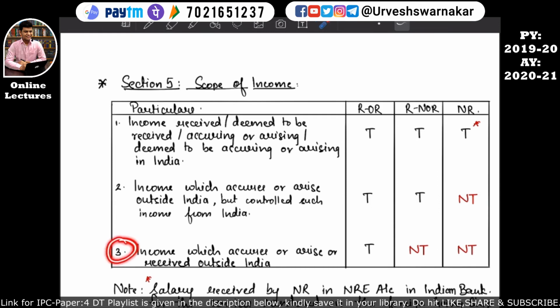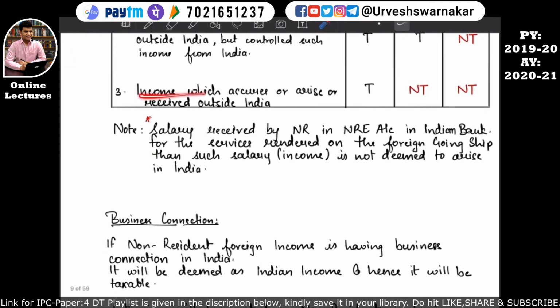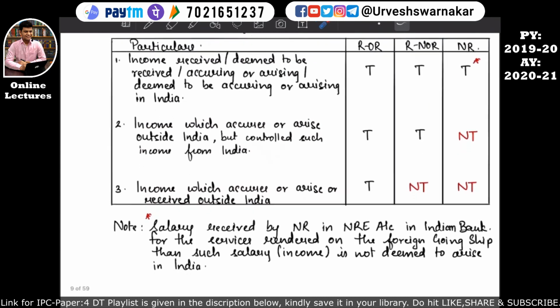Then let's move on to point number 3. Point number 3 says that income which accrues or arises or is received outside India will be taxable to only resident ordinary resident, but it will not be taxable to resident non-ordinary resident, and it will not be taxable to non-resident. I hope this is quite clear to you all.